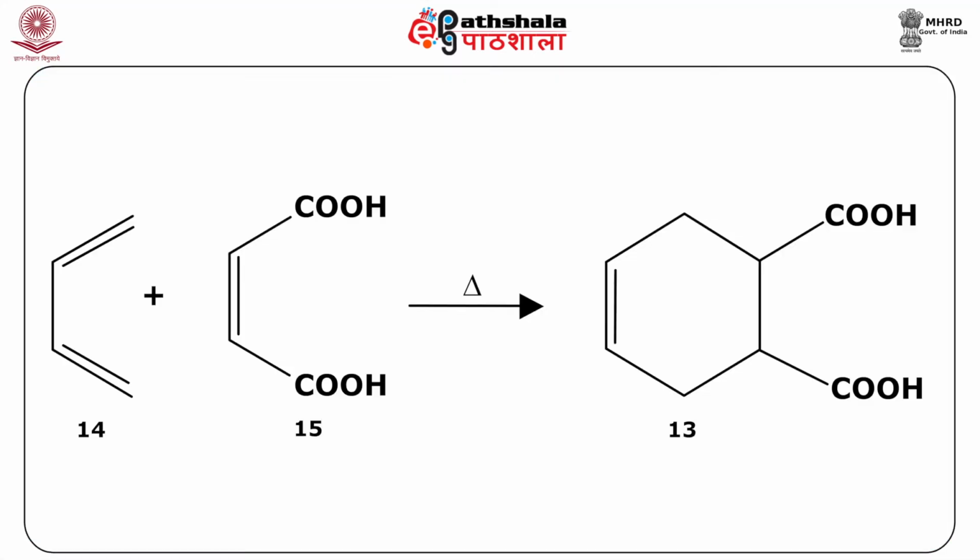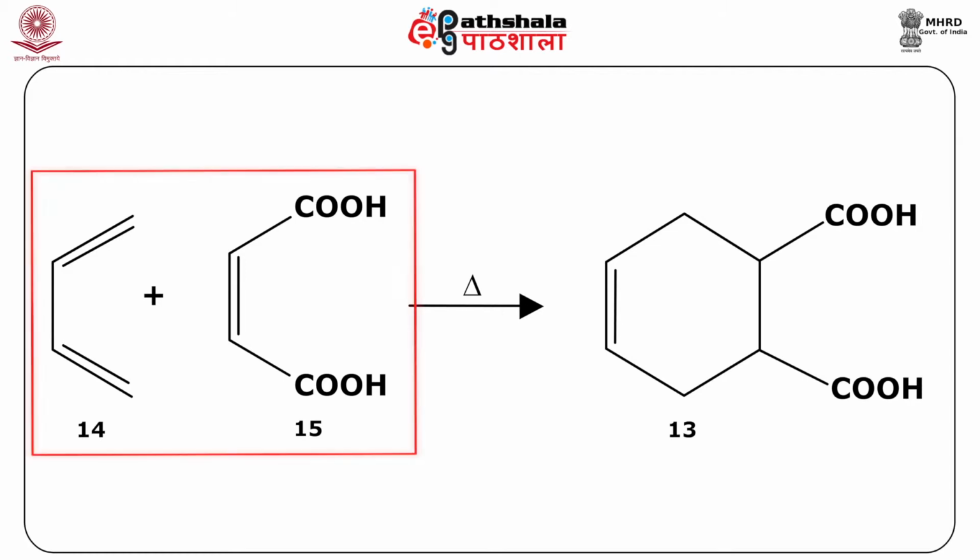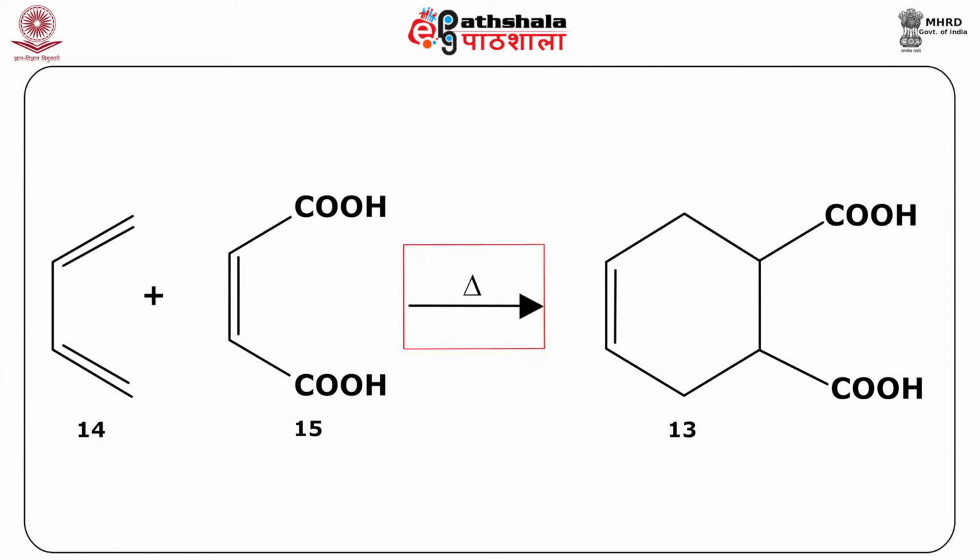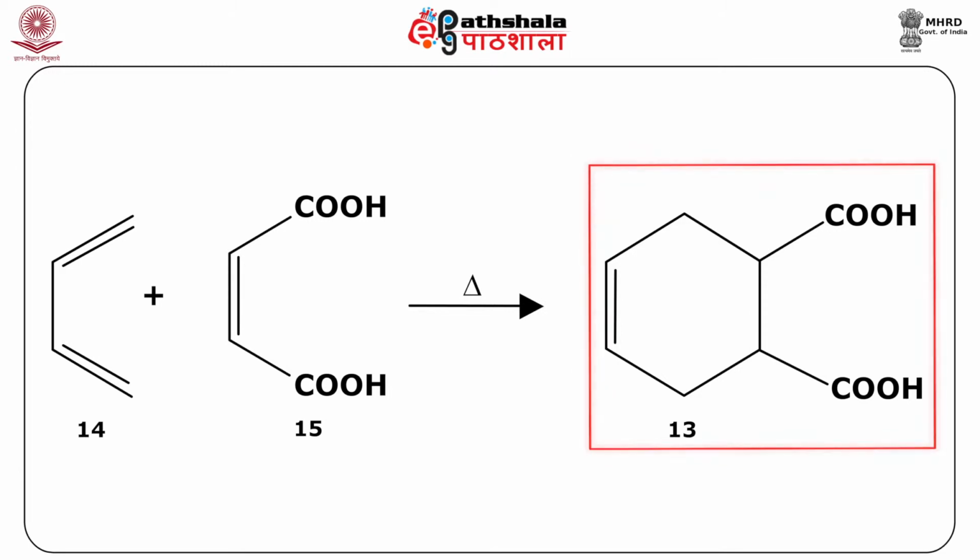Synthesis. Cyclohex-4-ene-1,2-dicarboxylic acid is synthesized from 1,3-butadiene and ethene-1,2-dioic acid using the Diels-Alder reaction, as shown in the figures. When buta-1,3-diene and ethene-1,2-dioic acid are heated, they form cyclohex-4-ene-1,2-dicarboxylic acid.